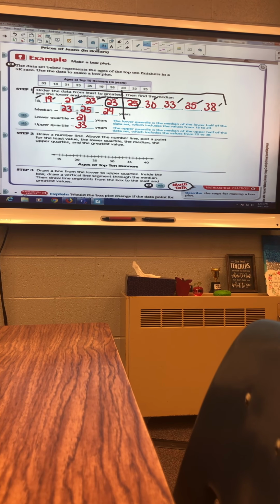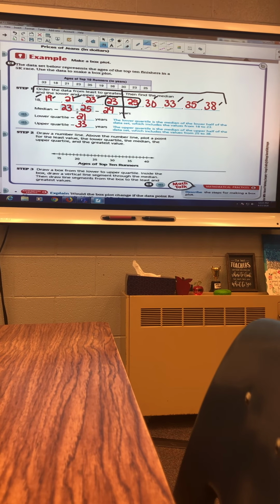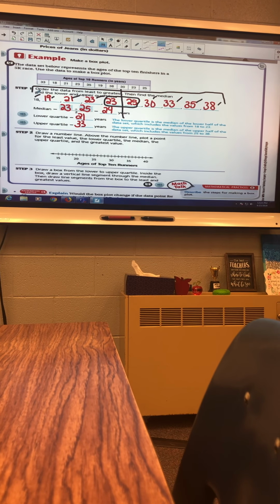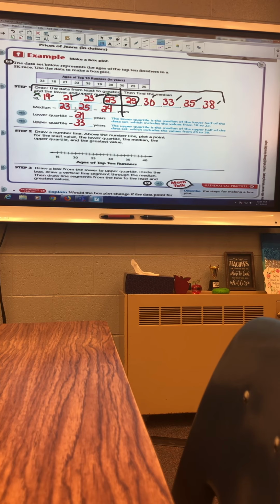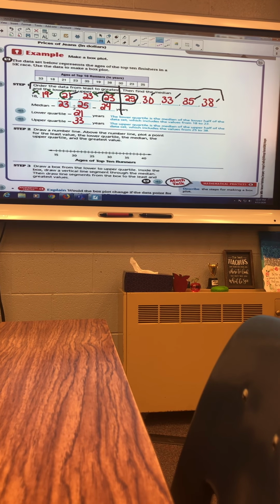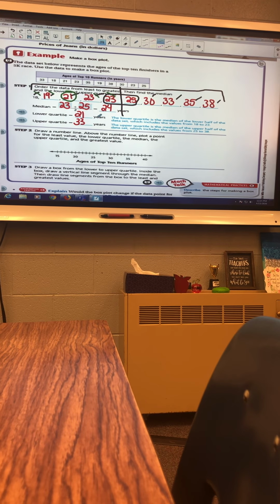Okay, now let's find the median of our lower quartile. So I go left to right, so left, right, left, right. 21 is our lower quartile.